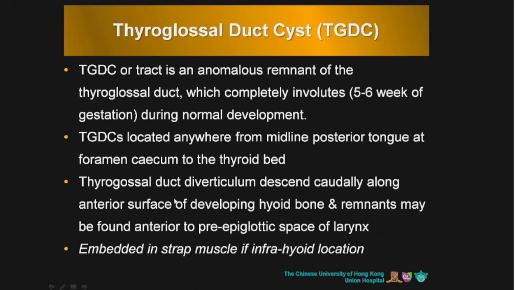Now let's have a look at thyroglossal duct cysts, because these are very common. Most of them are infrahyoid. More than 60%, 70% are infrahyoid. Then some are at the hyoid bone and a few are suprahyoid. Remember, it is embedded in the strap muscle if it is infrahyoid. So most thyroglossal duct cysts will be embedded within the strap muscle, and that is your simple clue.